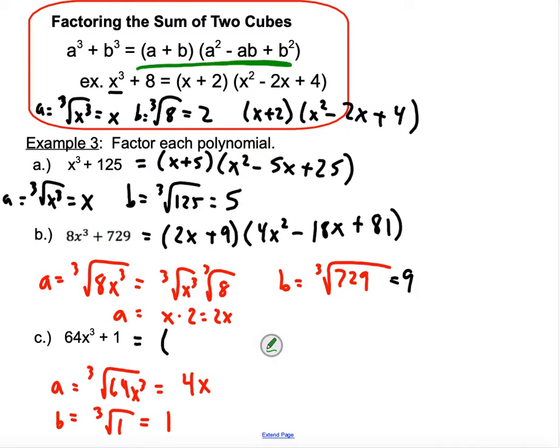Looking at that formula at the top, a plus b, so that's 4x plus 1, times 4x squared. You have to square both the 4 and the x. That gives us 16x squared. And then minus ab, so that's minus 4x times 1. 4x times 1 is 4x. And then plus b squared, that's plus 1 squared, and 1 squared would be 1. So there we have it.